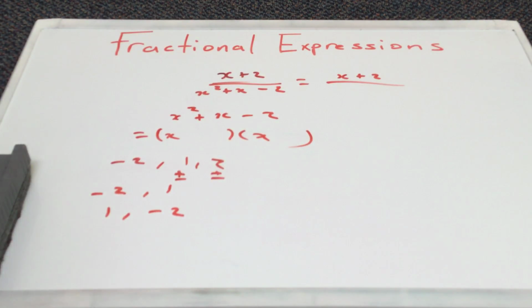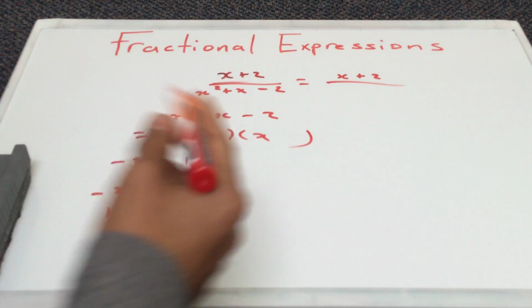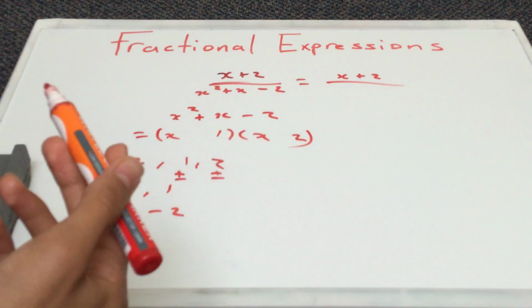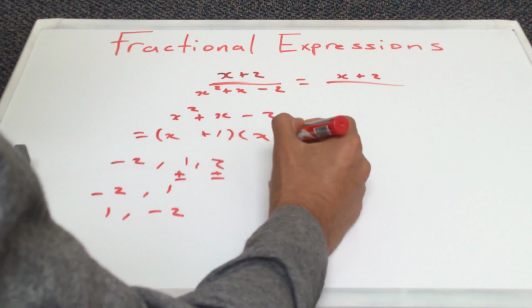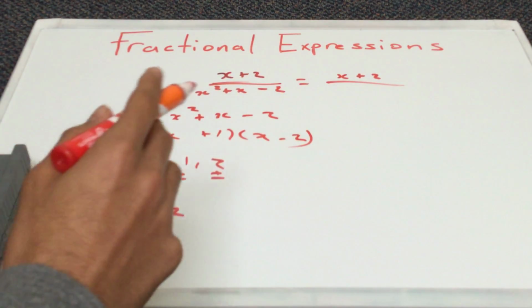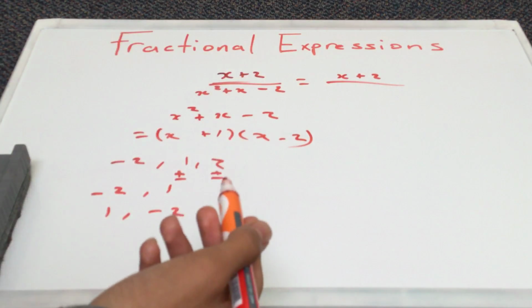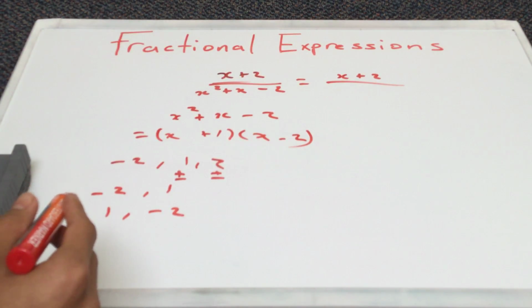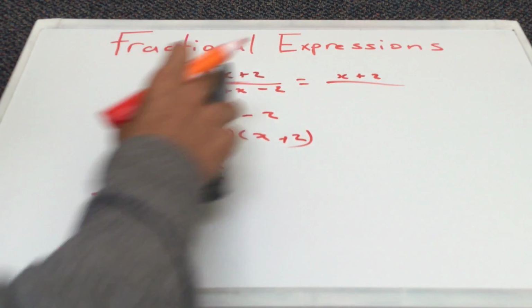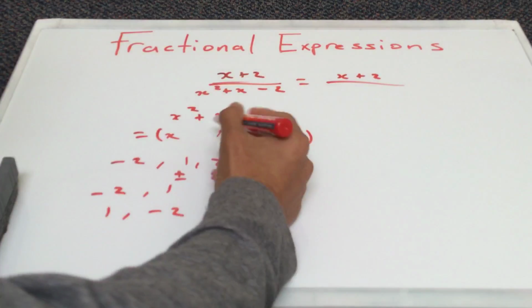Okay, so the numbers I'm thinking of right now that would work for this case is, say we put 1 and 2 for now, plus and minus. This works because when you multiply 1 times minus 2, you get minus 2. Sorry, I wrote it the wrong way around.